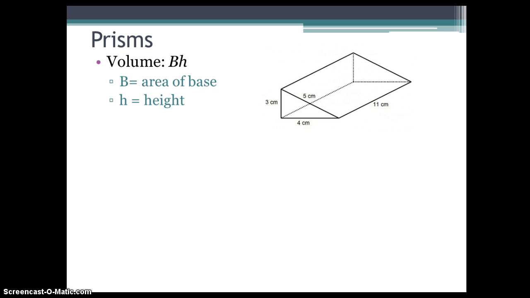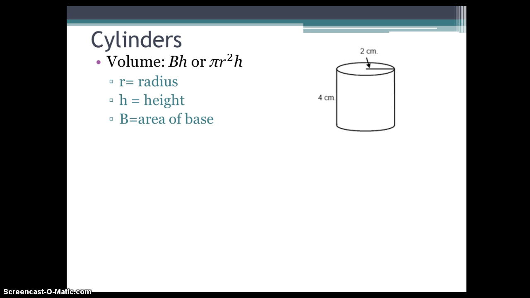So the volume of a prism is base times height. Now base is again area of the base. So if we look at our figure, to find the area of the base, it's a triangle. So it's half the base times the height, which is half of 3 times 4, which is 6. The height of my prism is 11. So my volume is going to be 6 times 11, or 66 centimeters cubed. Remember, we measure volume in cubic meters, or cubic centimeters.